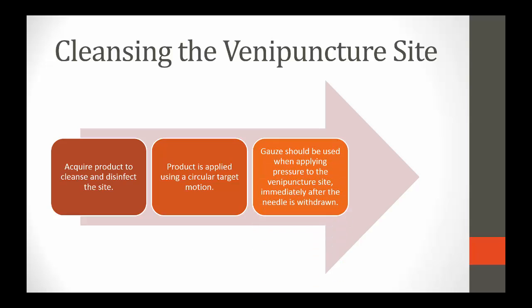Gauze should be used when applying direct pressure to the venipuncture site immediately after the needle is withdrawn. Applying adequate pressure to stop bleeding is crucial to avoid formation of a hematoma or bruise. Finally, paper tape or a bandage is used to cover the wound after the bleeding has stopped to prevent disruption of the clot.